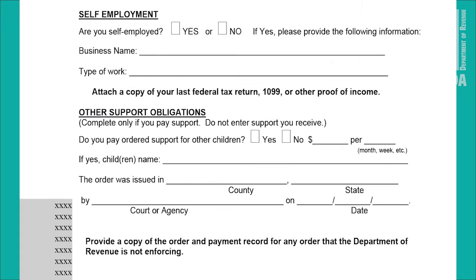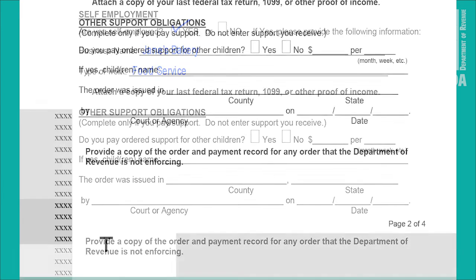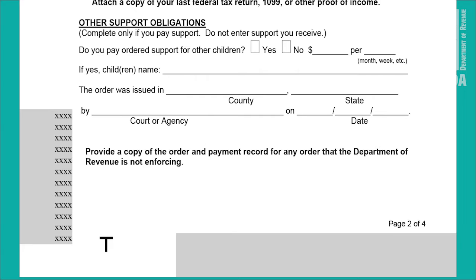Next, move to the Self-Employed section. If you are not self-employed, mark the No box and move to the next section. If you are self-employed, mark the Yes box. Then, enter your business name and type of work on the lines provided. You will need to attach a copy of your last federal income tax return, 1099 forms, or other proof of income. Keep your original documents.